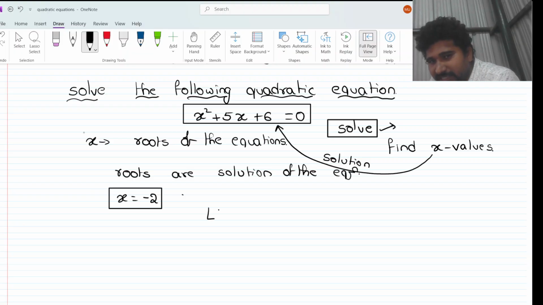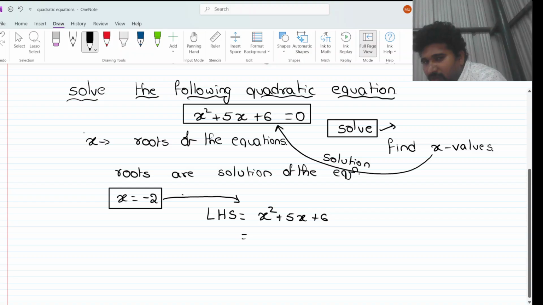Take your LHS. What is the LHS of the equation? x square plus 5x plus 6. Only that much is the LHS, the left side of the equal to. Are you clear with that? Substitute x is equal to -2 in your LHS. (-2) whole square plus 5 into -2 plus 6. How much are you going to get?